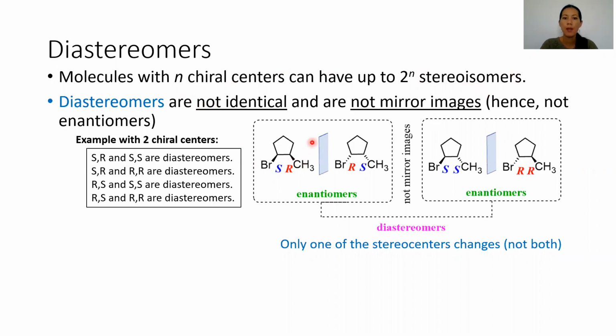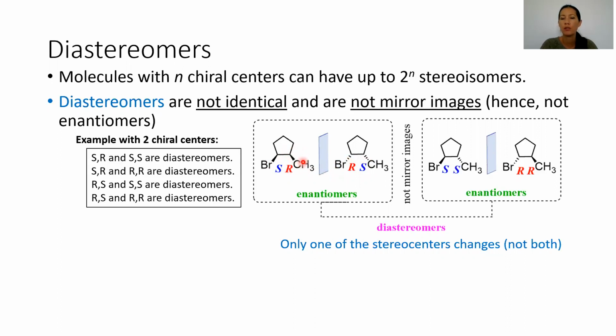If you look at this compound here, this is a cyclopentane with a bromine and a methyl group. These are both up. The mirror image of this is where they're both down. If I assign the stereochemistry, I get SR, and its enantiomer will be opposite, RS. These are clear enantiomers.